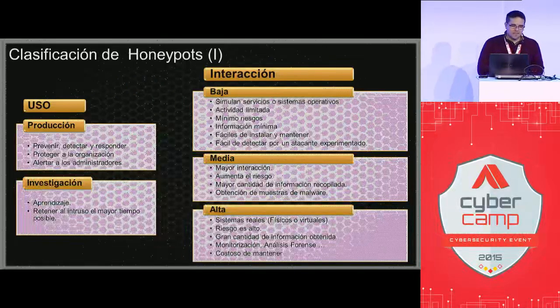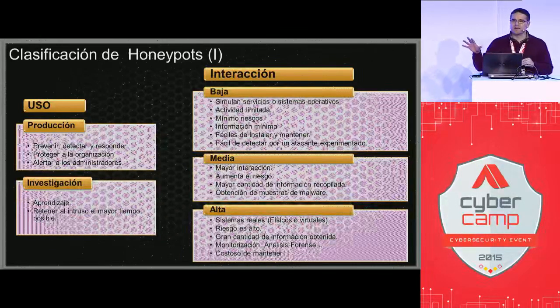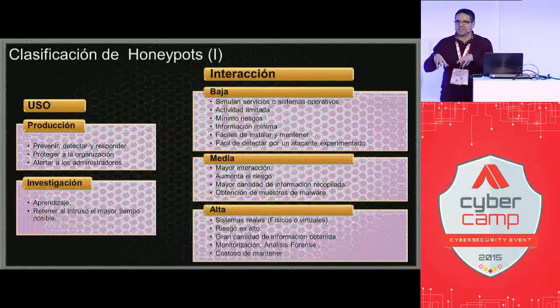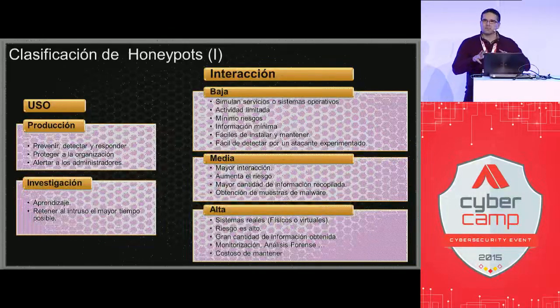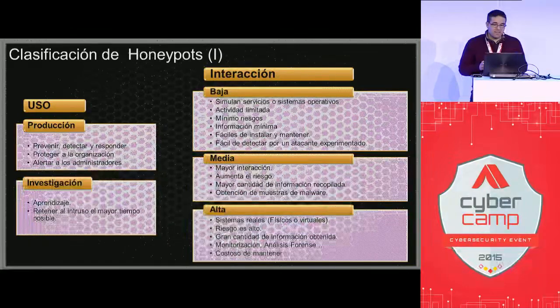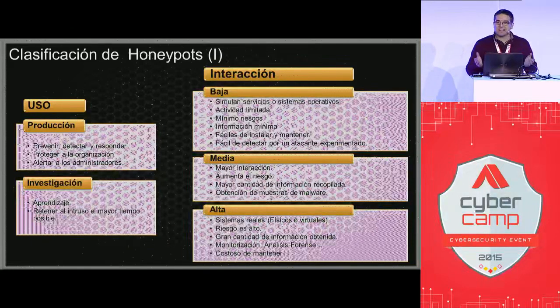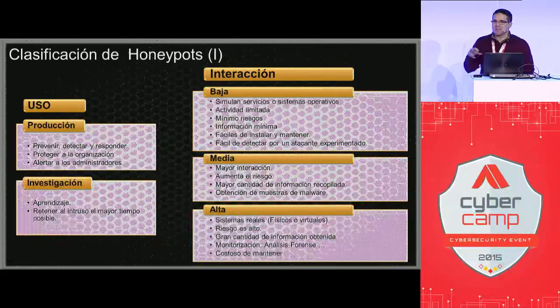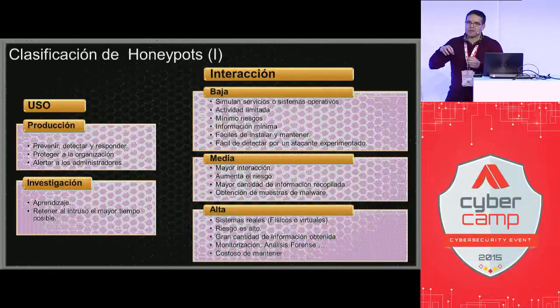So how do we classify honeypots? First of all, by usage. They may be production or research ones. Often the production ones are related to the sensors that we have in our internal network, and the research ones are those that are installed outside, whether in a DMZ or similar. The aim of the production ones is to prevent, detect and respond to attacks, to protect the organization, and to warn the administrators that something is going on.